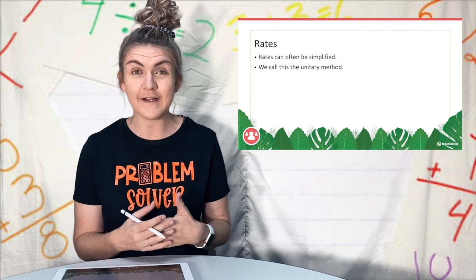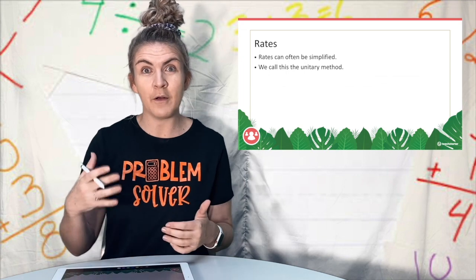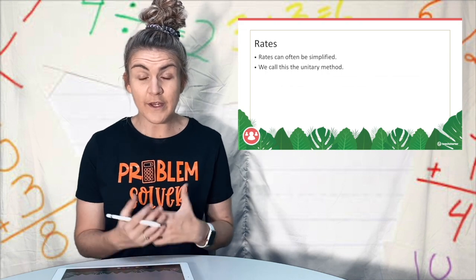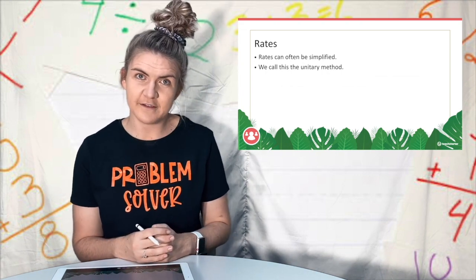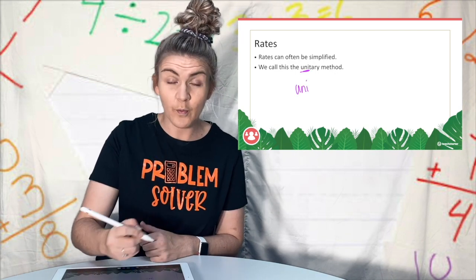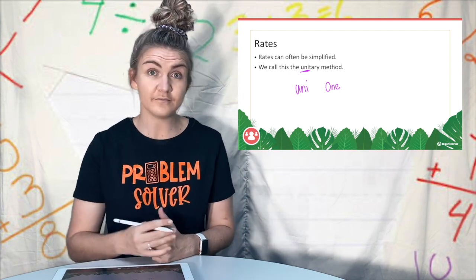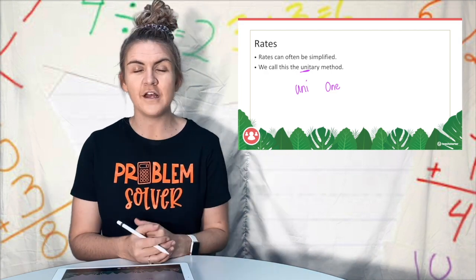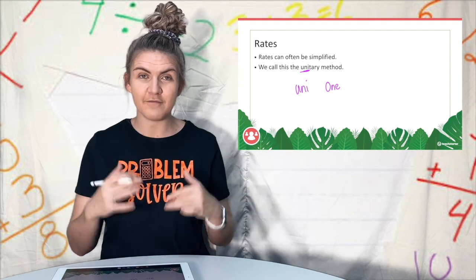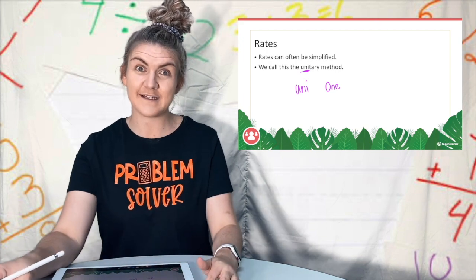Just like ratios, rates can often be simplified. This helps them to be most useful because we can compare or even multiply them up if we need to use them in different situations. We use something called the unitary method. And if we look at the word unitary, we can see this word uni, which when used as a prefix means one. Think of unicycle, one wheel. So uni means one. So the unitary method means we need to bring down the rate until there's one. This makes it easy to compare. Let's see what I mean.